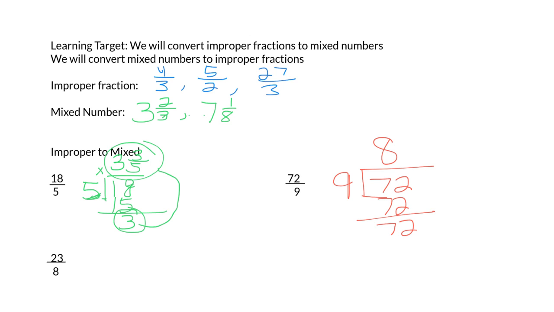Okay, so that means that 72/9 is not a mixed number, it's a whole number, equal to 8. Okay, next one we're going to do is 23/8. We're going to divide 23 by 8.